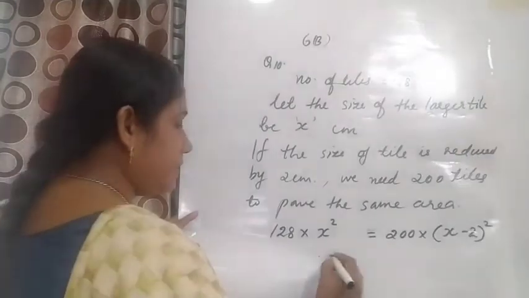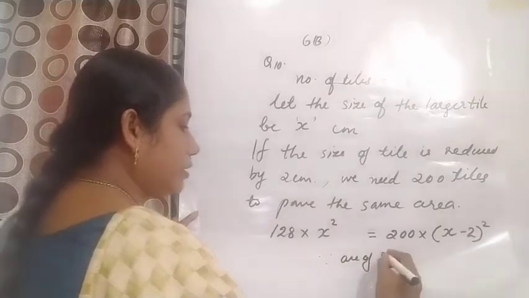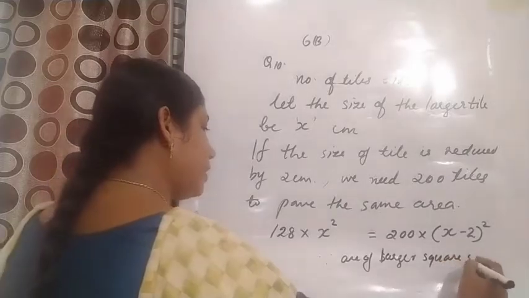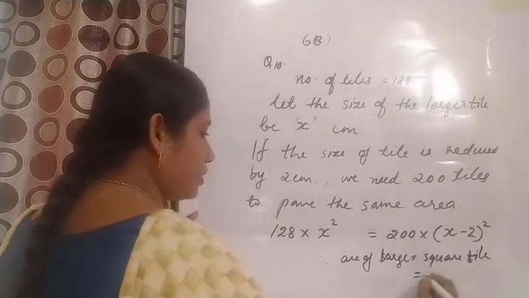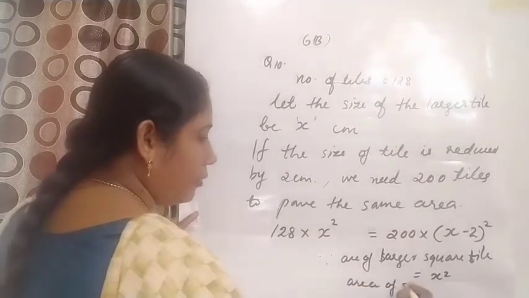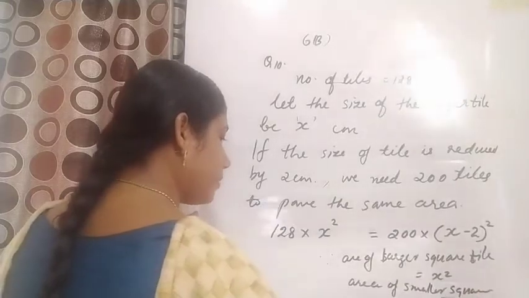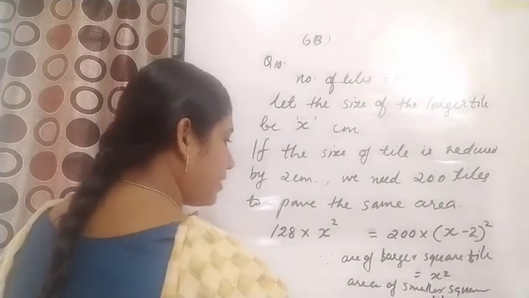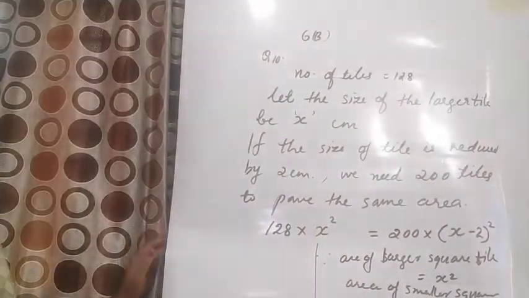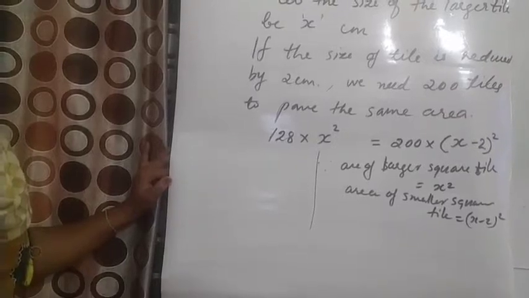Understood? Since area of larger square tile is equal to x square, and area of smaller square tile is x minus 2 square. Okay, let us solve this. We will get a quadratic equation and let us simplify this.